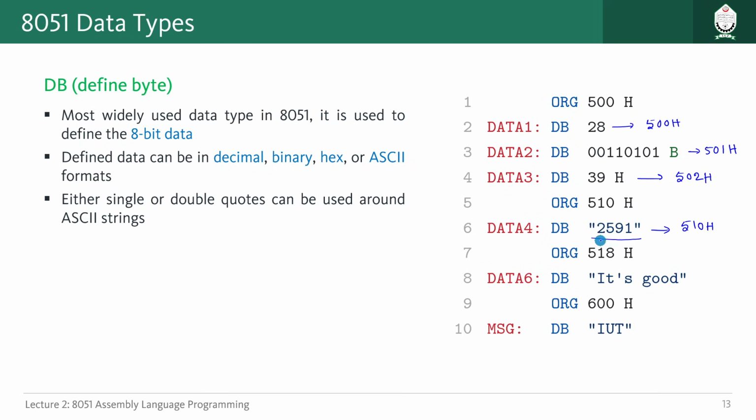But for this one, because we have double quotation here, this is representing ASCII data. So all of the characters are ASCII characters. We have 4 characters like that. Now what is ASCII? ASCII basically is, for each of the characters we have on the keyboard, we have an equivalent 7-bit binary data.